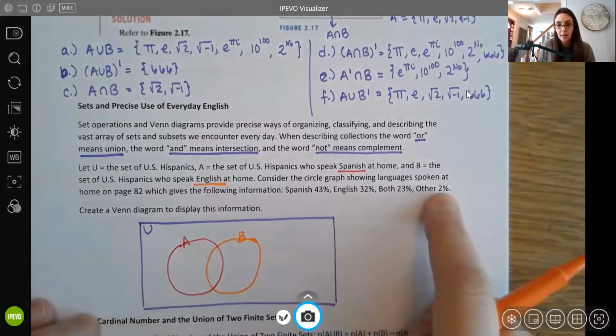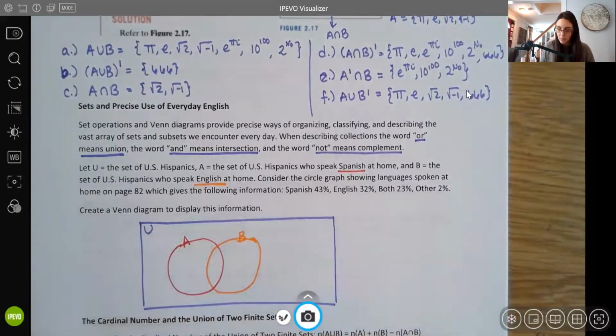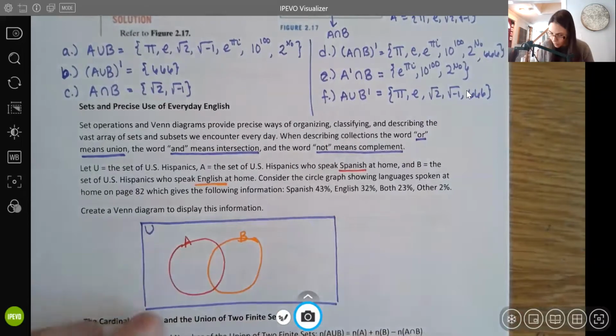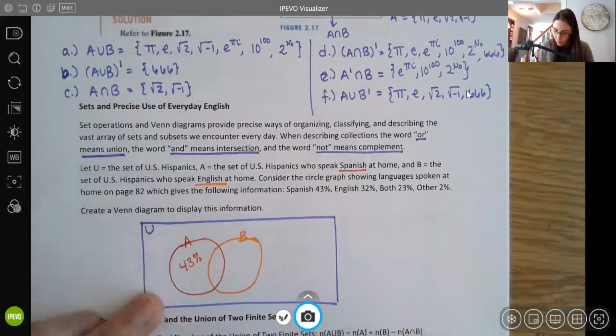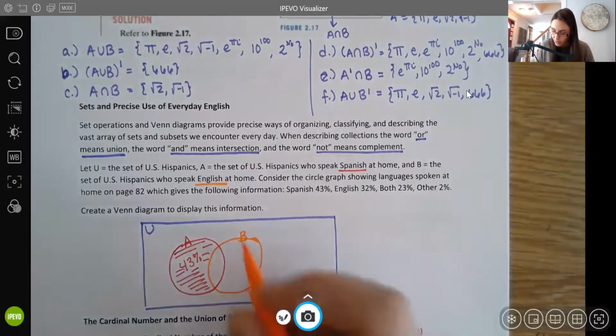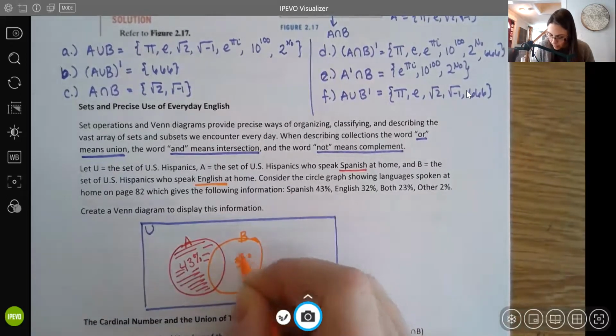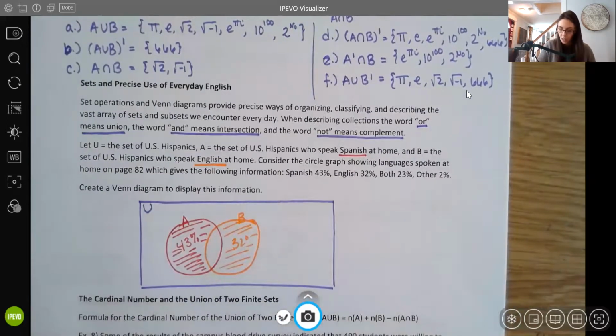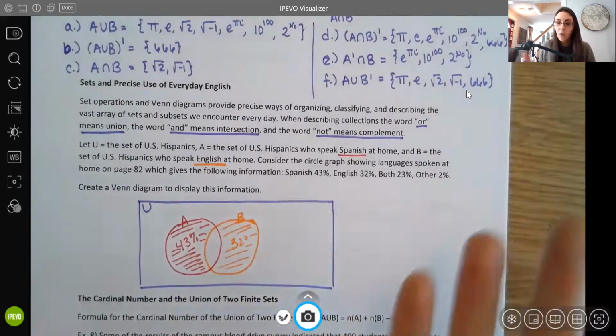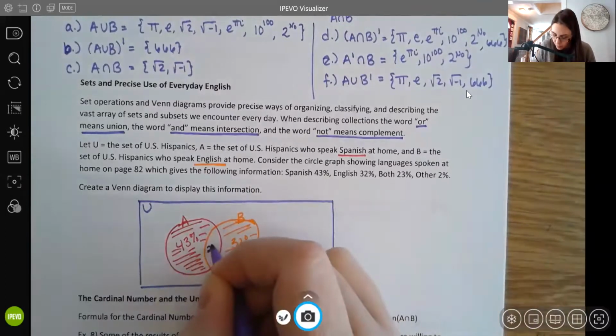And then we have 2% that speak a different language. So if I'm filling in these percents, what it's going to look like is this. We have 43% speak only Spanish. So that's this region right here. We have 32% speak only English. That's this region. Now, those who speak both languages at home, that's this 23% in the middle.